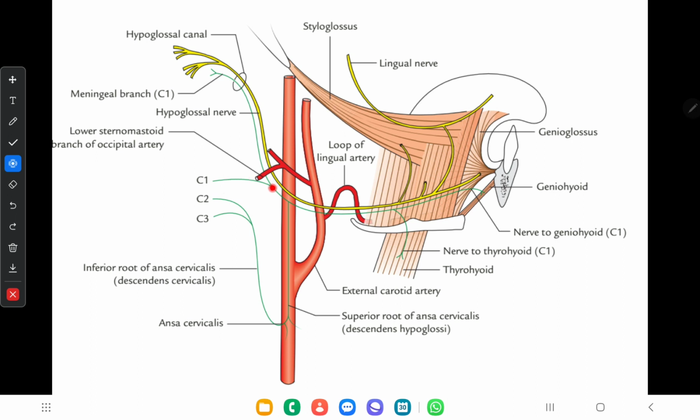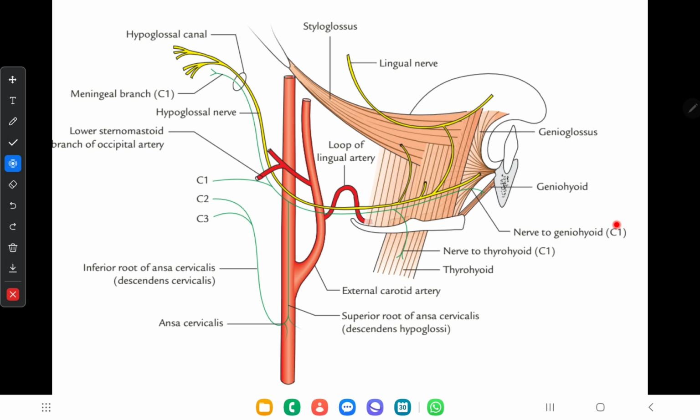The upper limb of ansa cervicalis carrying C1 fibers arises in the carotid triangle, joins the lower limb of the ansa cervicalis, carrying C2 and C3 fibers, to form the ansa cervicalis. Nerve to thyrohyoid, this is the thyrohyoid, contains only C1 fibers. Nerve to geniohyoid, this is the geniohyoid muscle, also contains only C1 fibers, remember that.